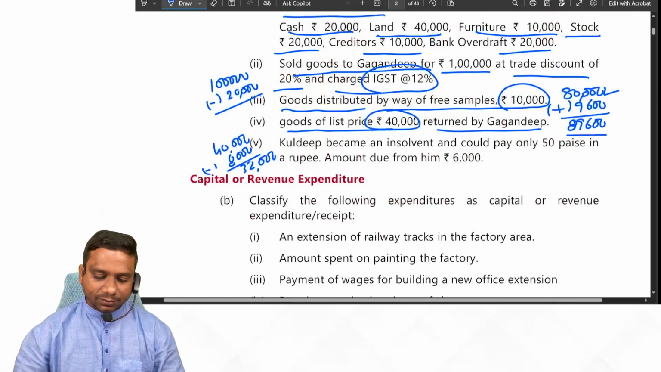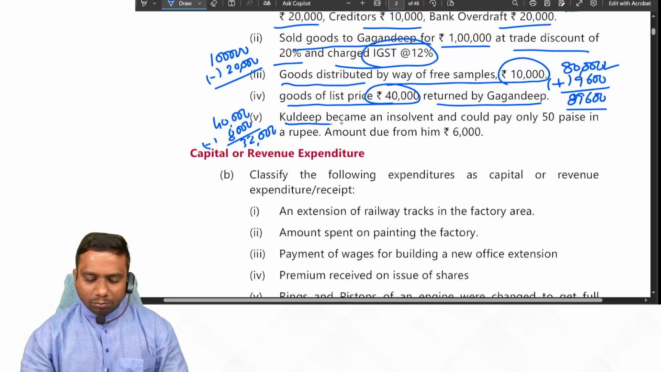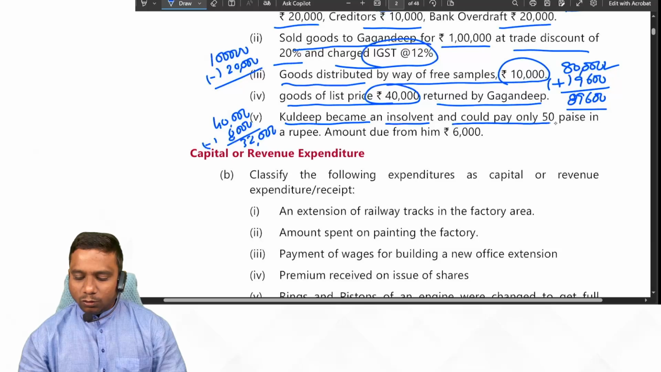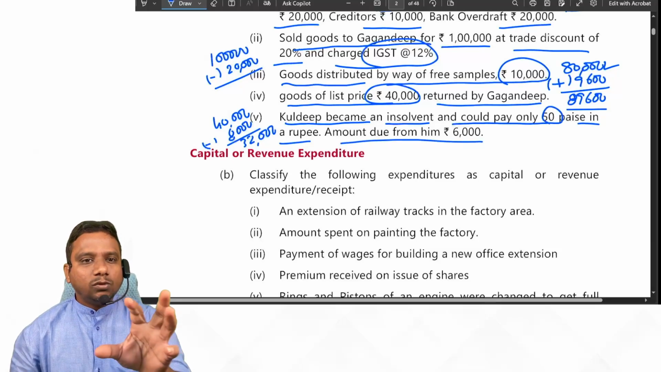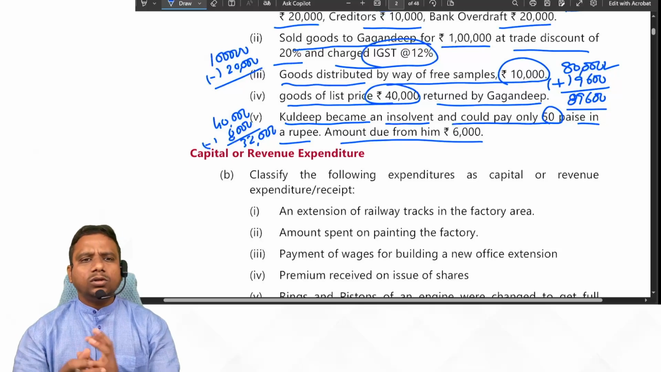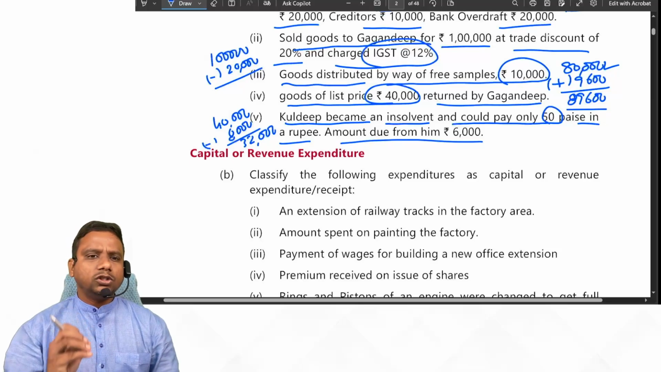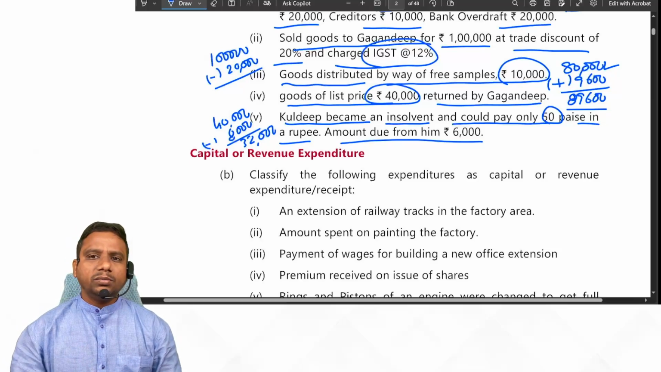Now look at next. Kuldeep became insolvent and could pay only 50 paise in a rupee. Amount due from him 6,000. Total amount receivable 6,000. Out of that we are receiving only 50 paisa, so 3,000 rupees we receive. Cash or bank account debit 3,000 rupees.